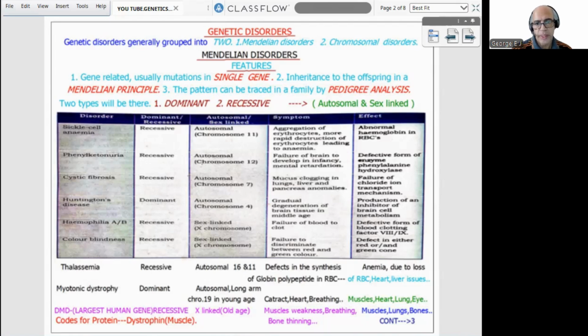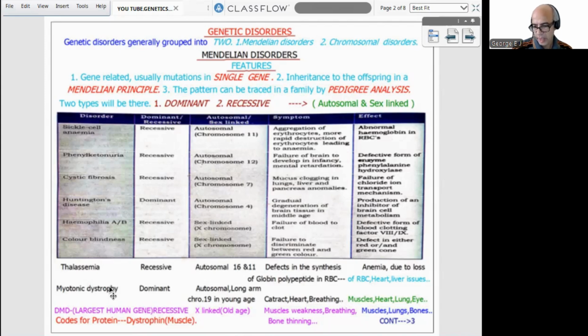Two types will be there as usual, dominant and recessive, and similarly autosomal and sex-linked. This is a table showing genetic disorders, Mendelian disorders, where we can find recessive and dominant. It is a table only. It is not seen in the present NCERT; it is from the old NCERT, a previous edition box. How we have to learn it: name of the disease, condition, dominant or recessive, autosomal or sex-linked. If it is autosomal, the chromosome number, then the symptom as well as the effect.